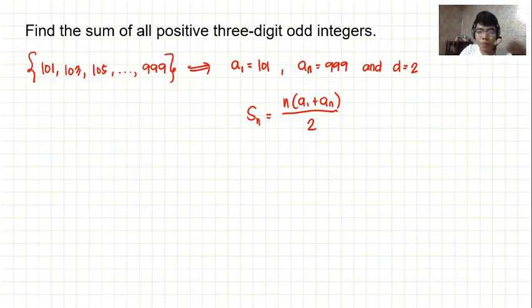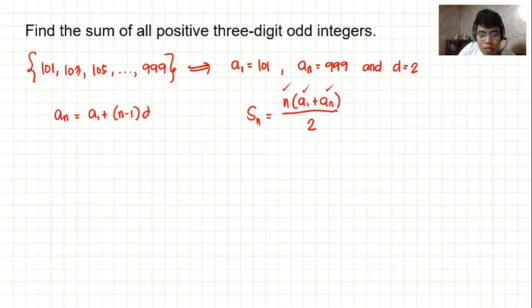So, from here, a sub 1 is given and a sub n. We don't have n, so we need to solve for n first, right? Now, we know that a sub n is equal to a sub 1 plus n minus 1 times d. We have a sub n, we have a sub 1, and we have d. Therefore, we can solve for n. So, we need to solve for n first to solve for S sub n.